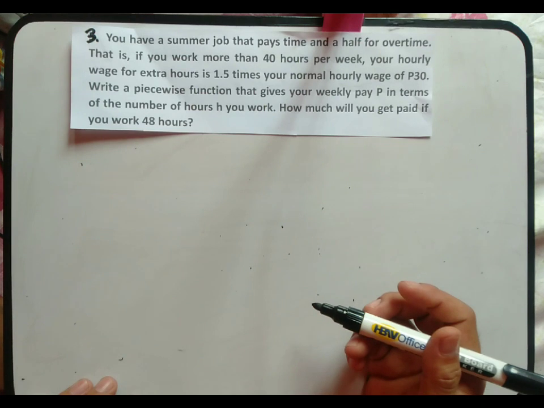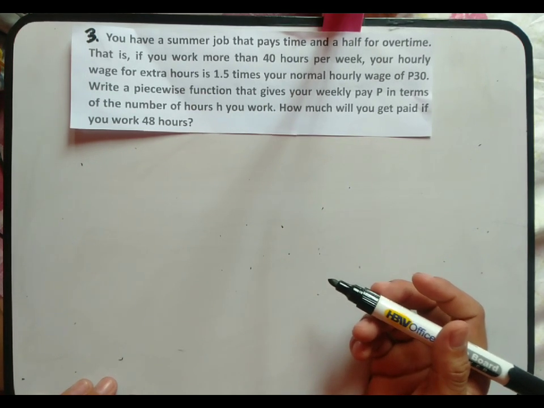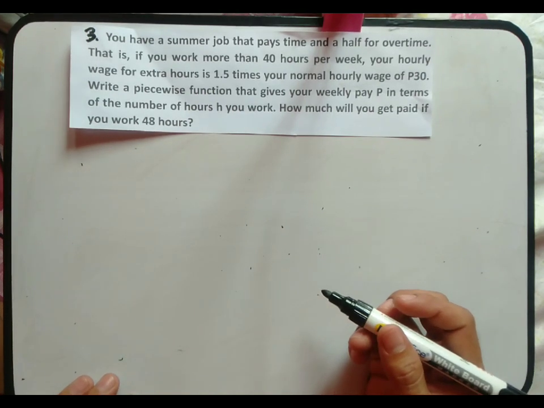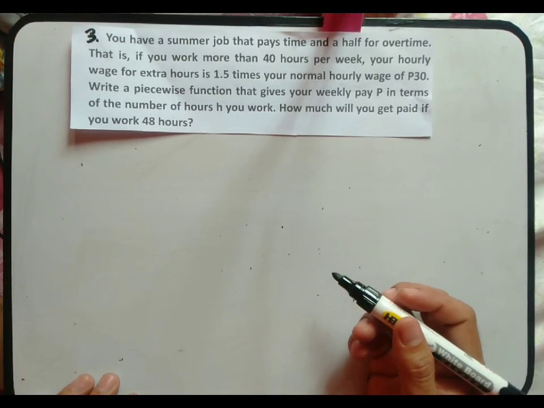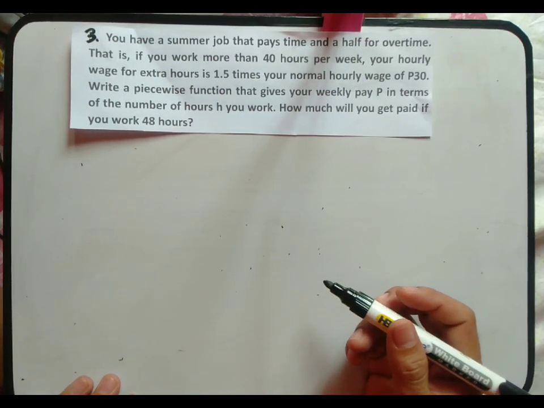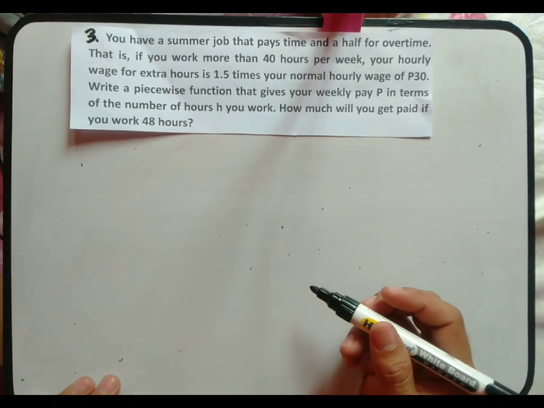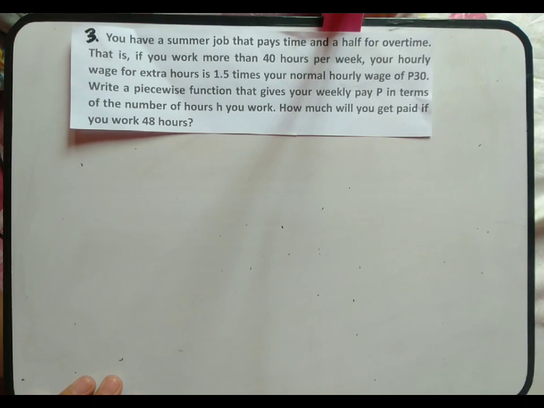You have a summer job that pays time and a half for overtime. That is, if you work more than 40 hours per week, your hourly wage for extra hours is 1.5 times your normal hourly wage of 30 pesos. Write a piecewise function that gives your weekly pay P in terms of the number of hours H you work. How much will you get paid if you work 48 hours?